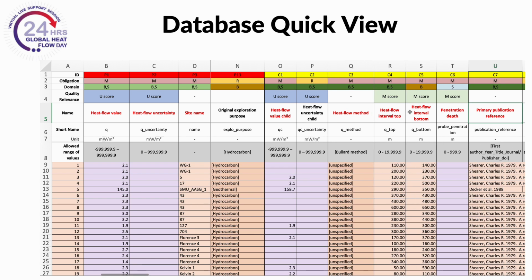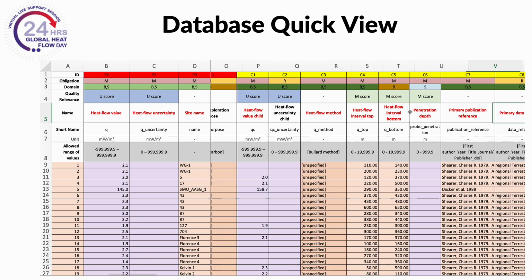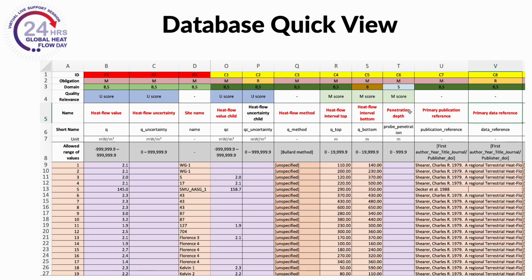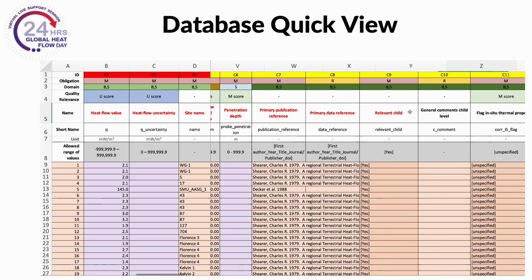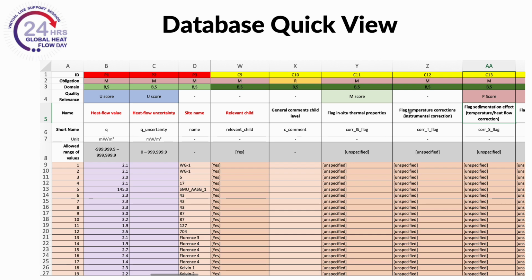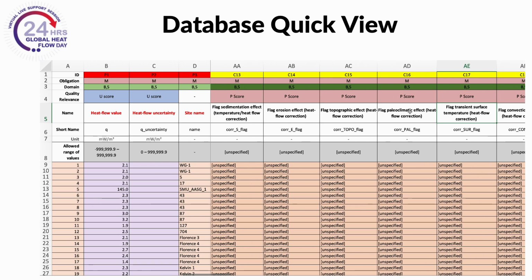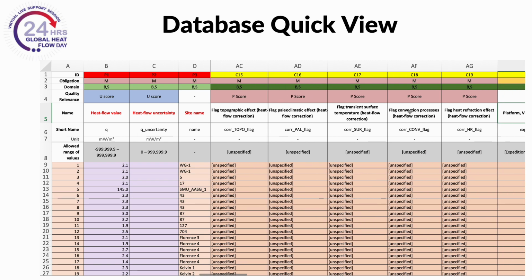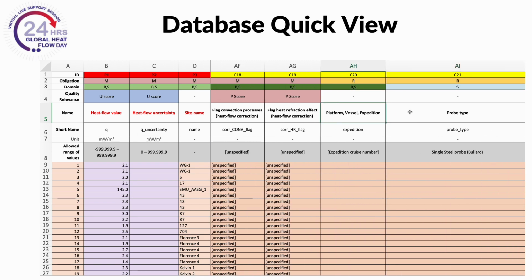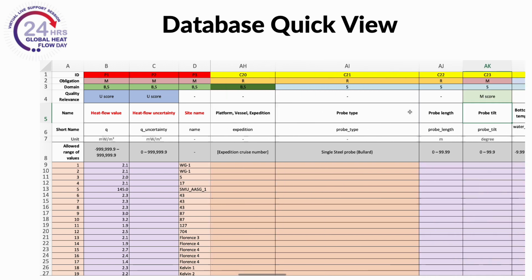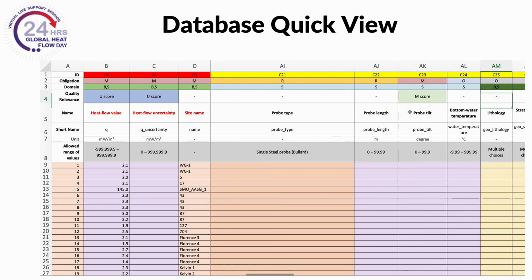The publication reference is also provided here, along with a DOI as well as a data reference if the data itself have been published separately. There are a number of mandatory flags related to whether erosion, paleoclimatic, and other effects are corrected for in the heat flow value. There's a place to record the name of the expedition or the research project through which the data were collected, as well as information on the probe and lithology, which is an example of an optional parameter.